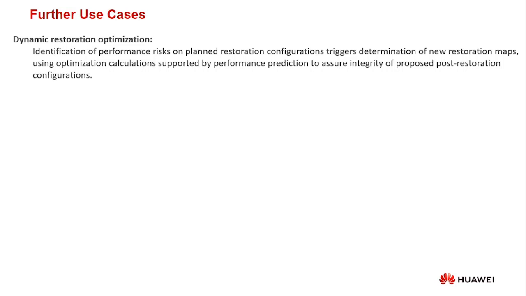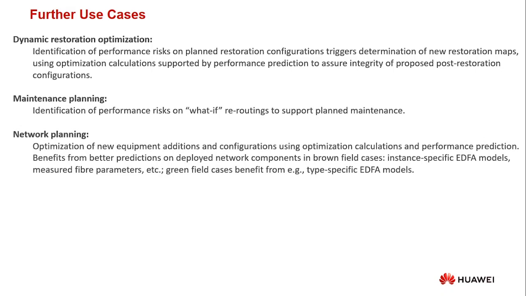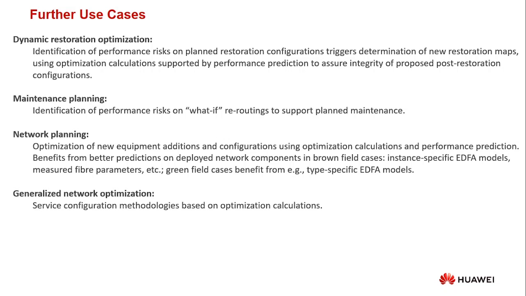And of course, any prospective reconfiguration or restoration map can be checked for performance integrity using the DT. Very similarly for maintenance planning, for network planning, whether that's greenfield or brownfield, right? The only difference really being how much of the data is real from the network and how much we're relying on that sort of planning level detail. We can tackle generalized network optimization, right?